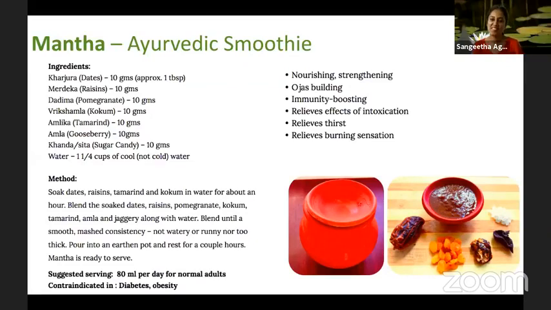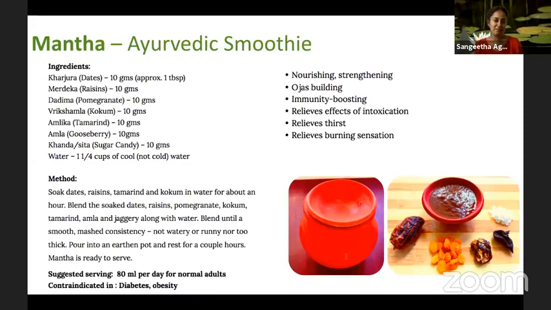Okay. Just on the previous recipe, word of caution again, it's contraindicated for people who are trying to lose weight and who are diabetic. So if you fall into one of those categories, you want to avoid that because it's extremely nourishing and strengthening. So it won't help in your weight loss goals.